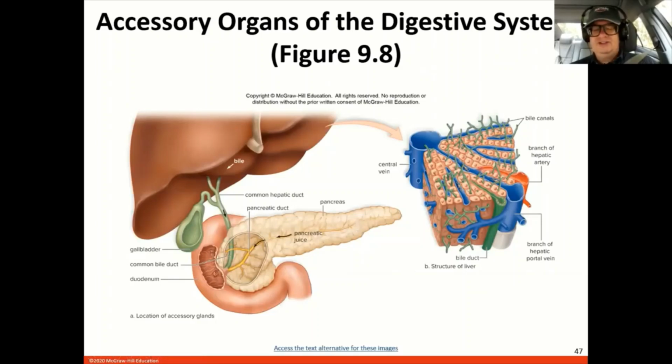The bile is just a fluid that will, actually bile salts, fluid is a strong word, because you can get bile stones, but it is a substance that will emulsify fats, break up the fat droplets to give a greater surface area, which gives the enzyme lipase a better chance of breaking down the fat.